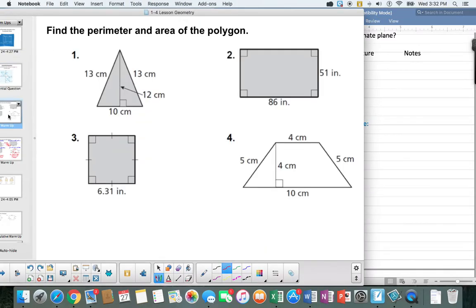Right now, let's go ahead and find the perimeter and area of polygons that are not in the coordinate plane. Stop the screencast and do all four problems. As soon as you're ready, go ahead and restart the screencast and compare your answers with mine.